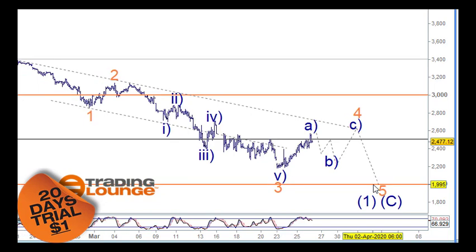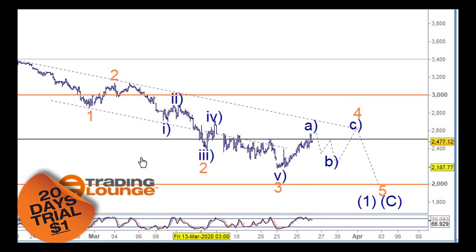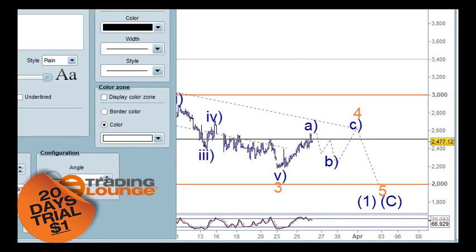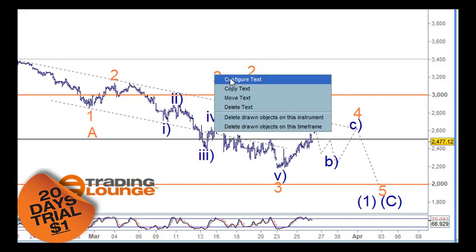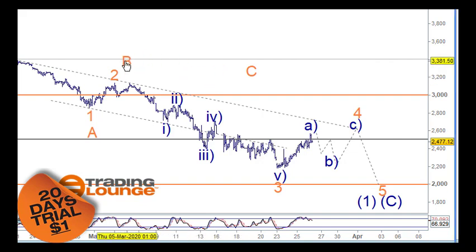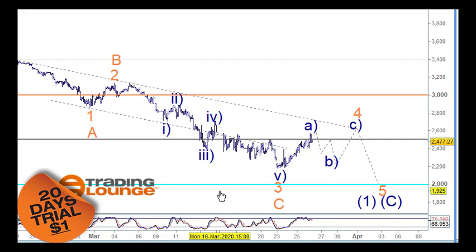So all this is possible, but also, the reality is that if I just copy these here for a second, we need to look at everything. That's our job. So that 1, 2 here and this 3 down here could be just wave C down here. I mean, it's a possibility.